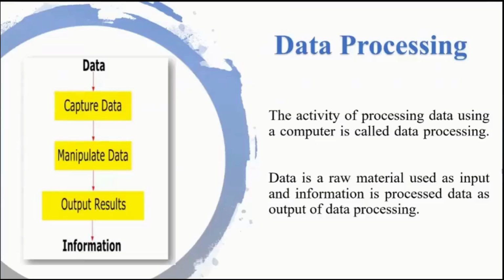Okay, now I want to talk about the data and information. We said that the activity of processing data using a computer is called data processing. Actually, data is our raw material, which is used as an input of digital devices like computers.